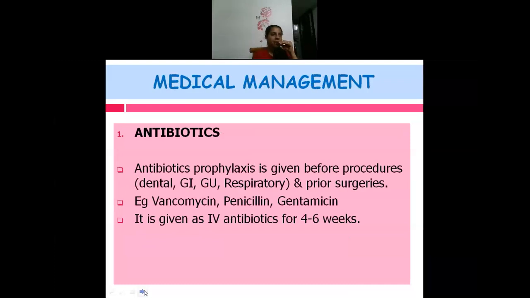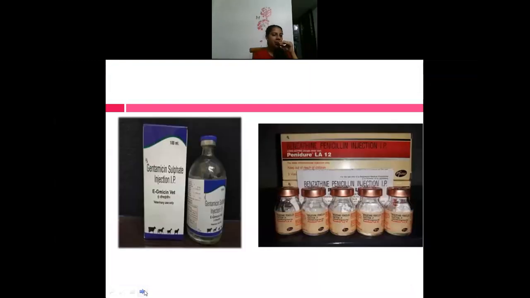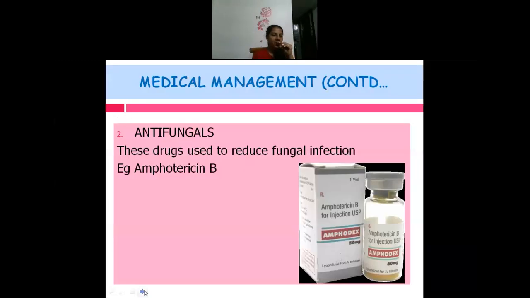Hence, most of the time you have to give antibiotic prophylaxis. So before starting any surgeries or procedure, they will prescribe antibiotics. For example, penicillin, gentamicin, vancomycin and so on will be given, and these antibiotics are given IV for 4 to 6 weeks. You can see the picture of penicillin and gentamicin here. If it is caused by fungi, we need to give antifungals to the patient. Antifungals like amphotericin B will reduce the fungal infection.